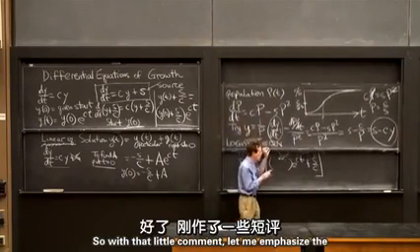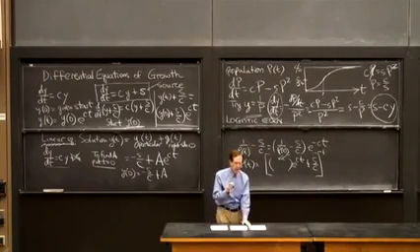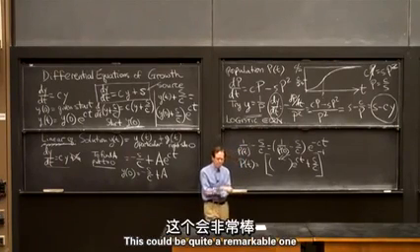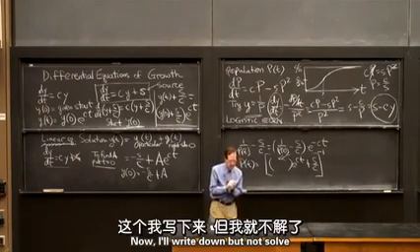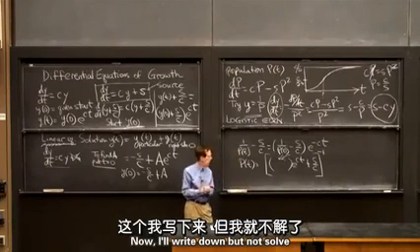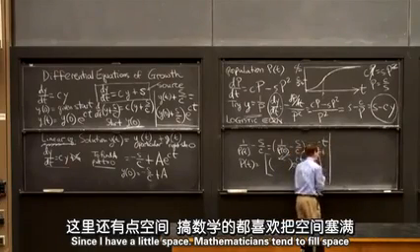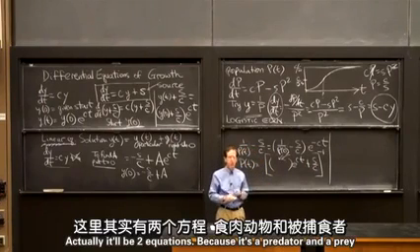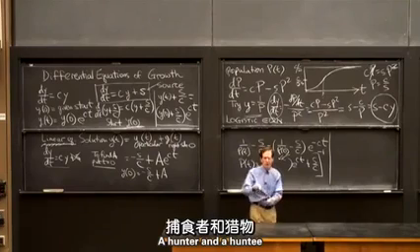Okay, so with that little comment, let me emphasize the interest in just, if you have a project to do, this could be a quite remarkable one. Now, I'll write down, but not solve, since I have a little space and mathematicians tend to fill space. I'll write down one more equation. Actually, it will be 2 equations because it's a predator and a prey, a hunter and a hunted.